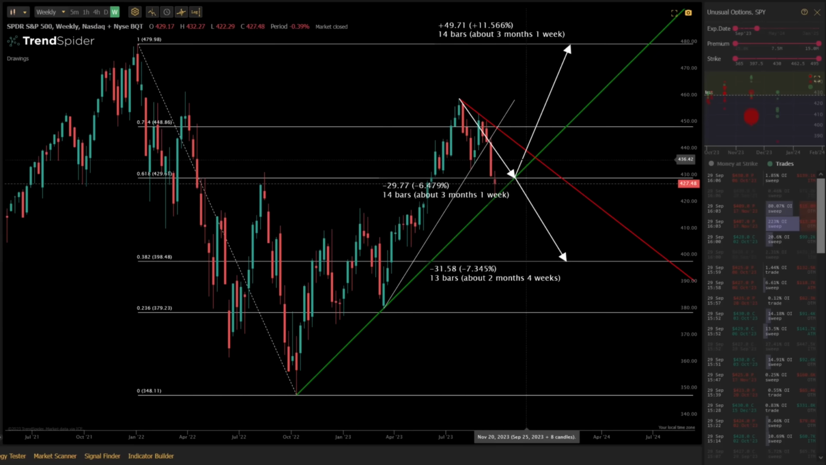And the bullish scenario is technically still valid while SPY is above 420. So you can catch the falling knife knowing this is a bull trend.